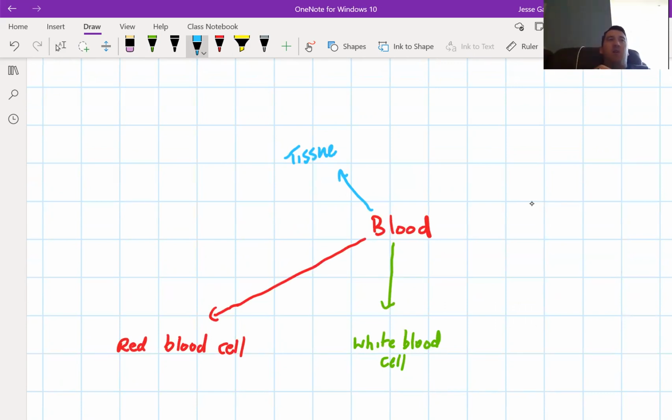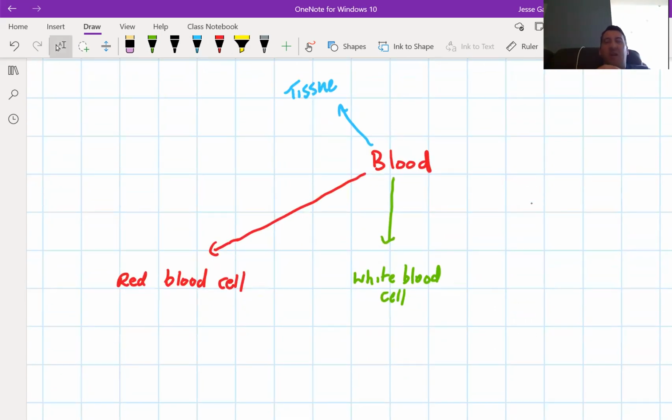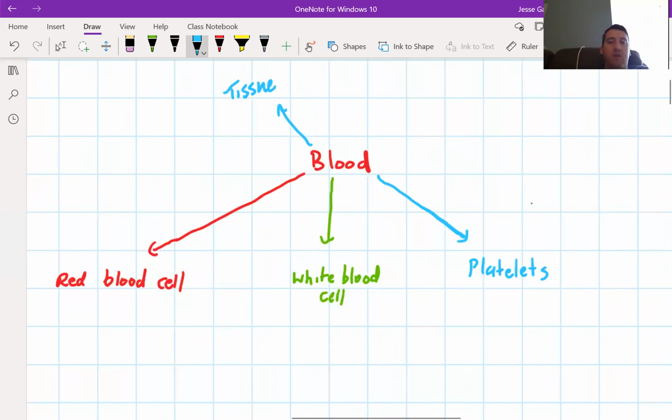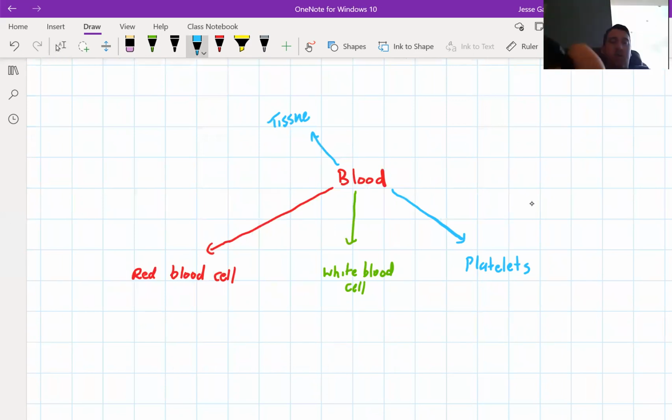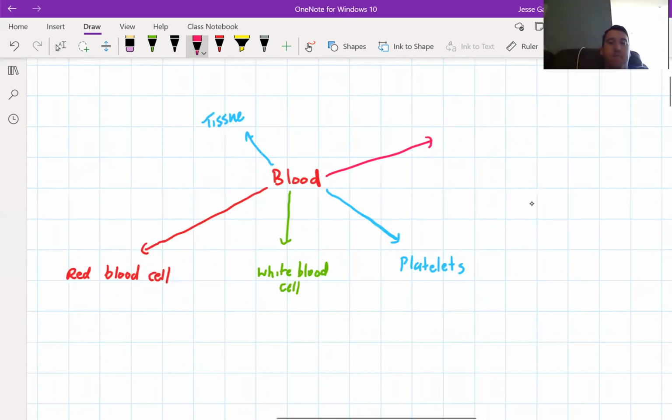Now, most tissues in the body we don't really associate with being liquids. We associate them with being solids like muscle or lung or brain. But this just shows you that tissues can actually be liquids as well. So red blood cell, white blood cell, working together, that means this is a tissue. There are two more parts of the blood. One of them is called a platelet. We'll discuss these things in more detail later on. And the last component of blood is called the plasma.